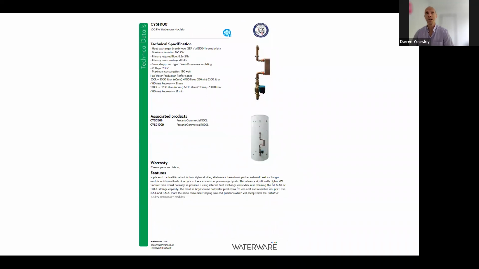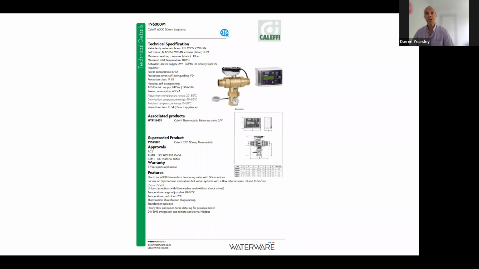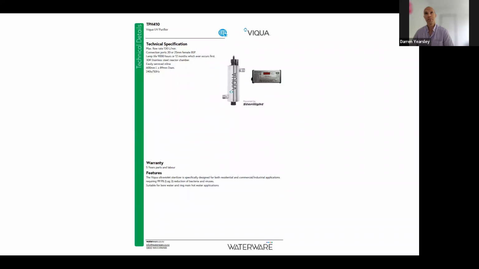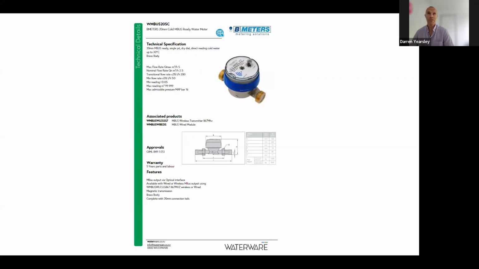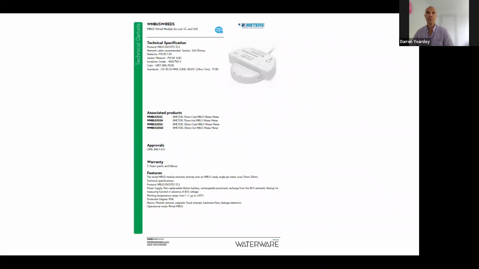There's our Habanero, which is our plate heat exchanger system for converting the mechanical water to the potable water. We have our 50 ml limiting valve, temperature limiting. We have UV on the return, and then the water metering system. This particular system was wired M-bus, so they've got on-site reading connected via the M-bus system.